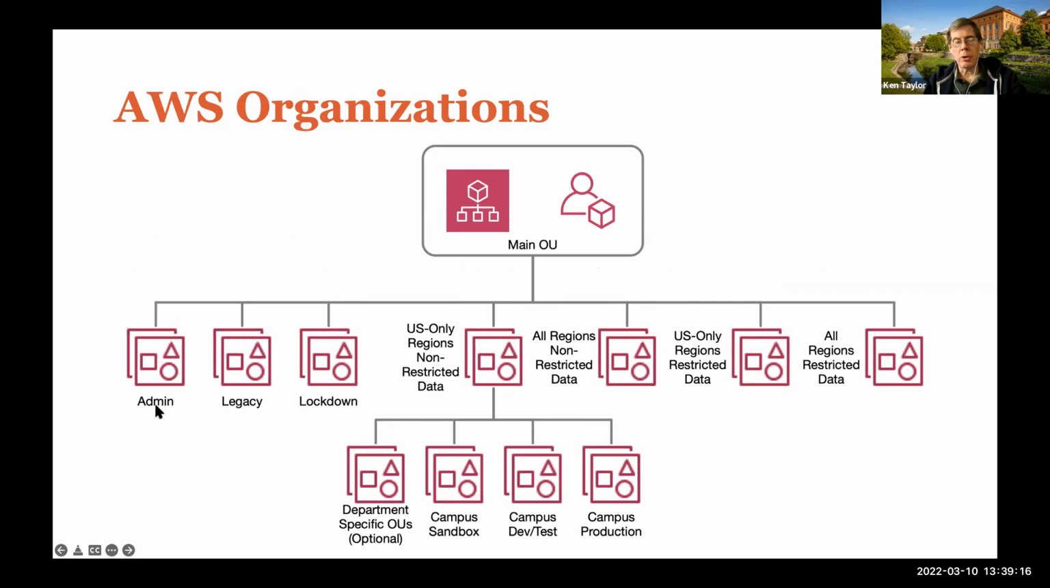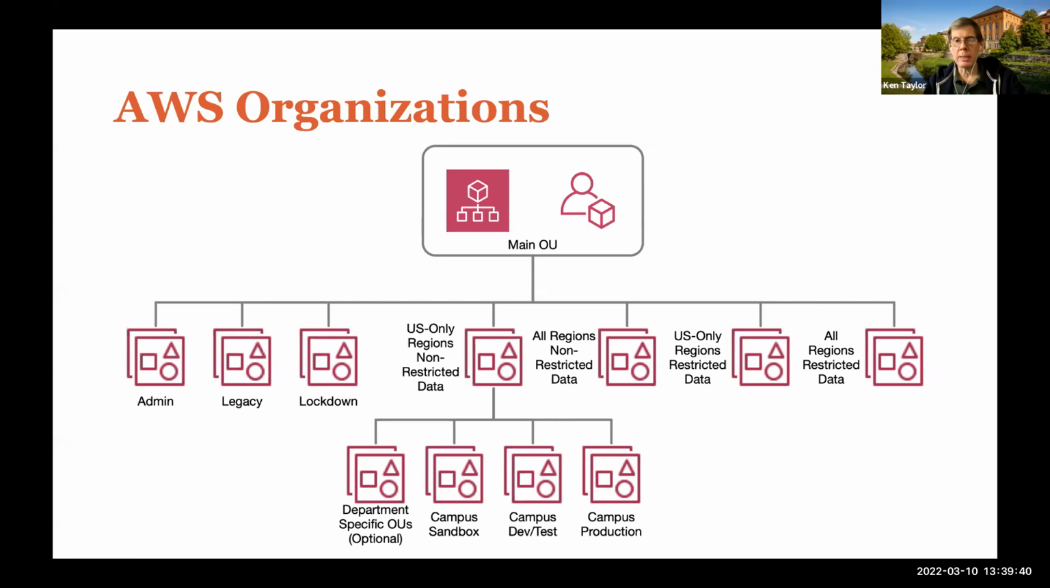We also have some other OUs that we can use for administration, some legacy accounts that we still have left over, and then lockdown should there be an issue with an account. We can throw them in here. It basically shuts down everything and locks the account down. And then we can build out specific campus operations inside of the public data in order to serve those accounts appropriately.